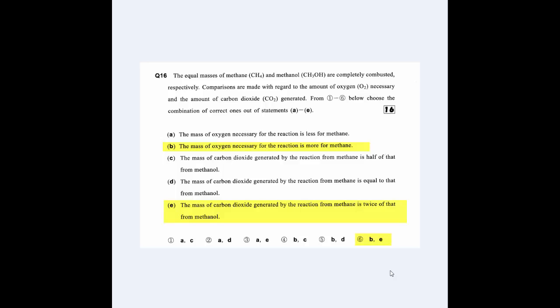B. The mass of oxygen necessary for the reaction is more for methane. C. The mass of carbon dioxide generated by the reaction from methane is twice of that from methanol. So B and E. B. The mass of oxygen necessary for the reaction is more for methane. And E. The mass of carbon dioxide generated from the reaction from methane is twice that of methanol.